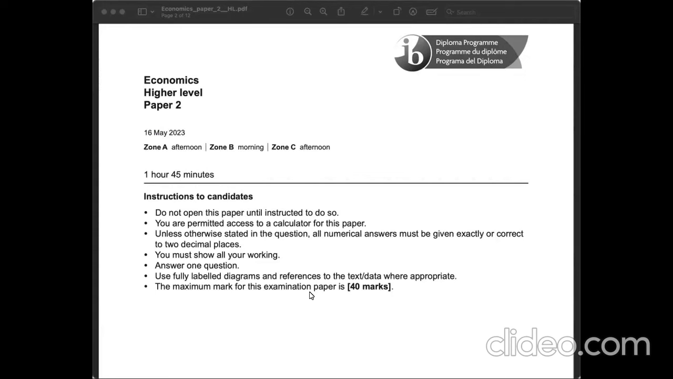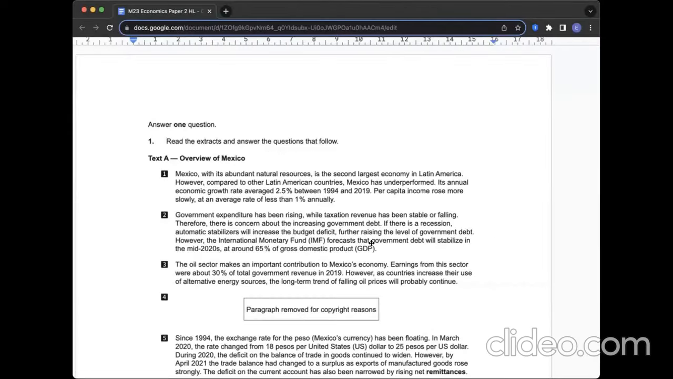All right, economics high level paper 2. Don't forget to check the guiding information, especially we are requested to answer one question, unlike paper 3, and a maximum mark of 40. All right, checked. Two questions will be given, and you're supposed to choose one from these two. But for the sake of thorough revision, I'm going to answer all of them.